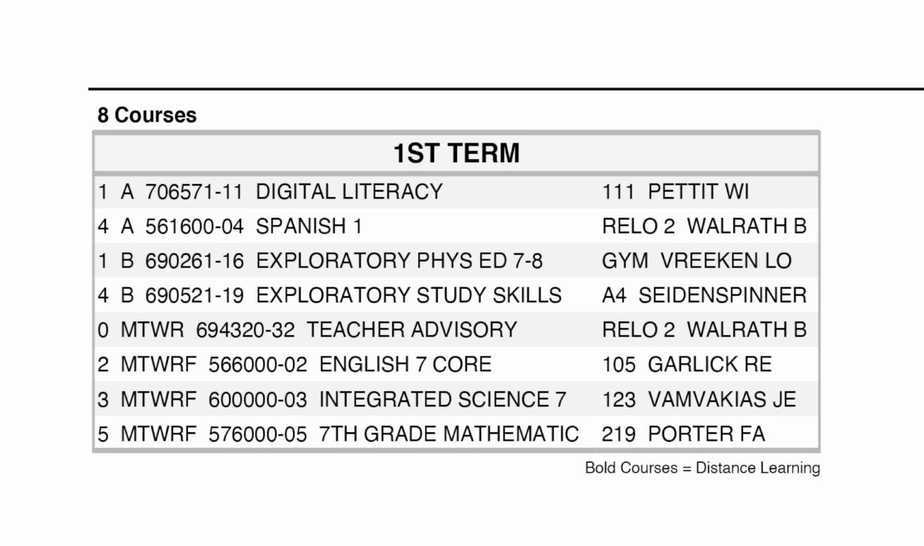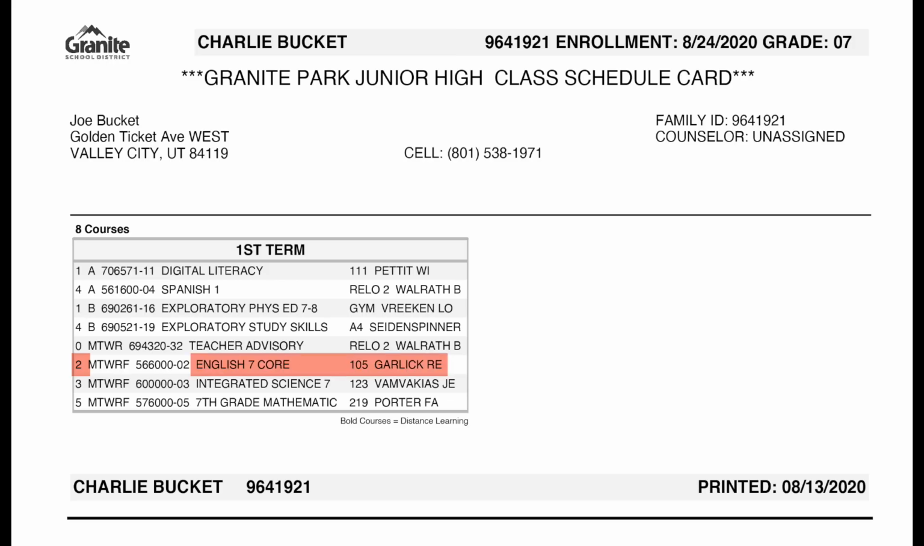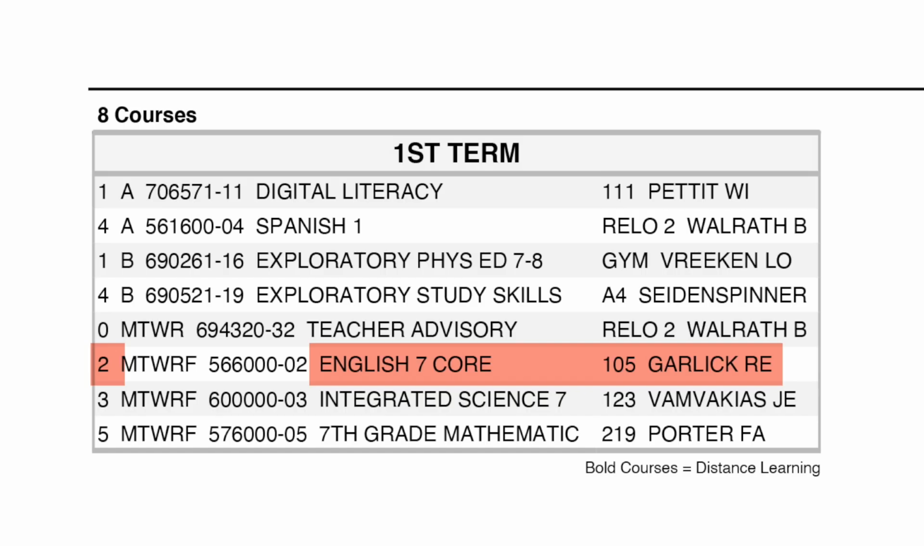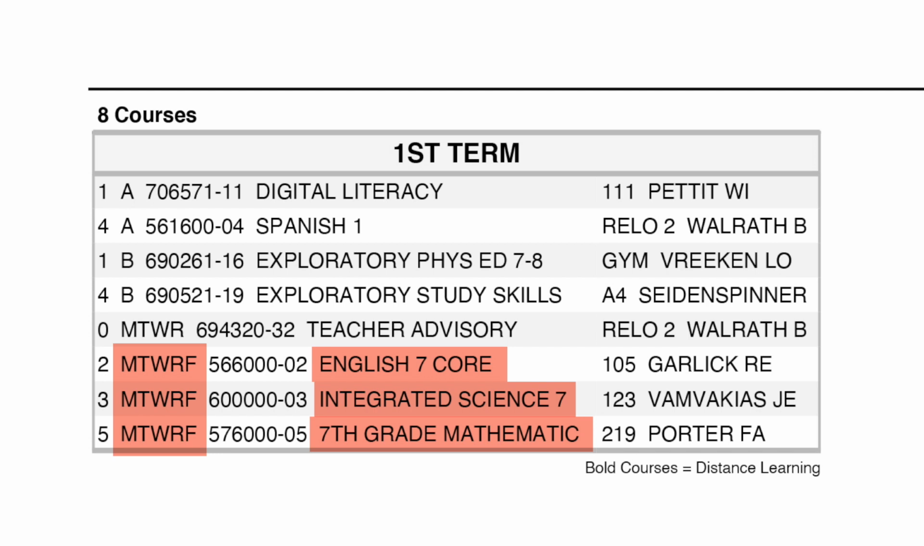Now, if you looked ahead, you've probably noticed something strange about Charlie's second, third, and fifth period. They don't have an A or a B next to them. Second period is just second period. It's English 7 Core in room 105 with a teacher named Garlic. So, is it A day or B day? Well, it's both. For classes like English, science, and math, you have them every day, which means they are both A day and B day classes.